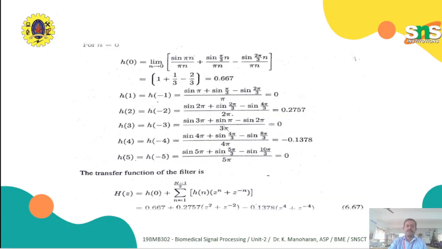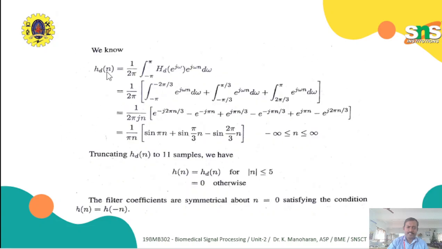So first thing we need to find is h_d of 0. So h_d of 0, if you substitute this, this is the final expression. So look at this, 1 divided by n pi. Once you substitute 0 here, 1 divided by 0 becomes infinity. So we cannot use this method. Two methods are available: one is we can use the expression before integrating, or we can use the limit method.